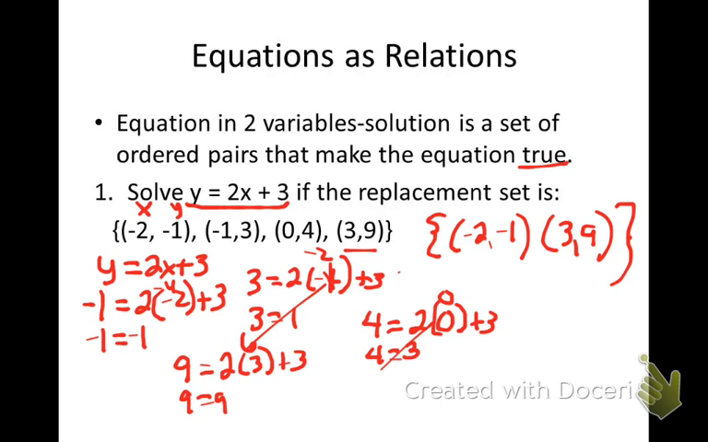So yes, you do have to do some arithmetic here. You just got to stick them in and try them. Remember, the first coordinate is the x, the second one is the y. And if they make it true, if you get a true sentence in the end, 9 equals 9, yes. 4 does not equal 3, so that's a no. So that's how you tell if it's a solution or not.